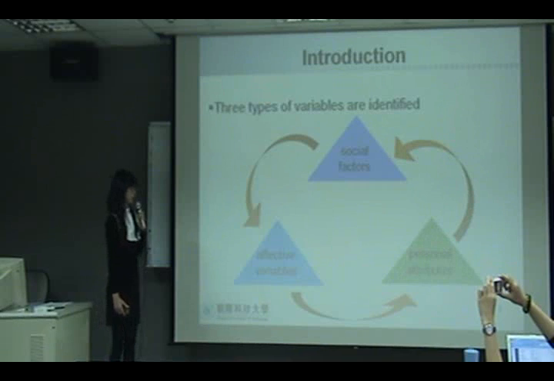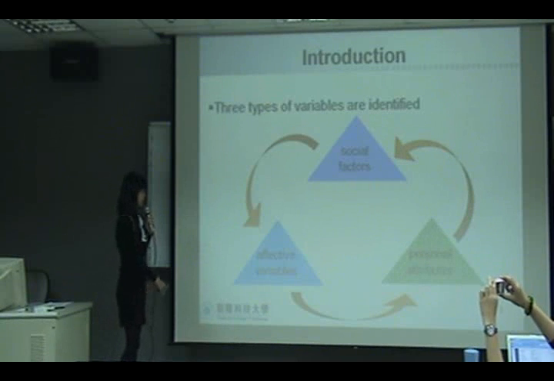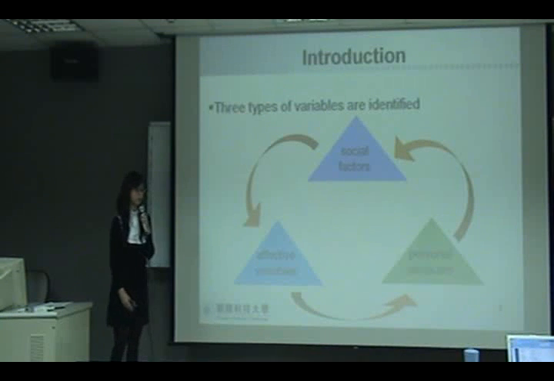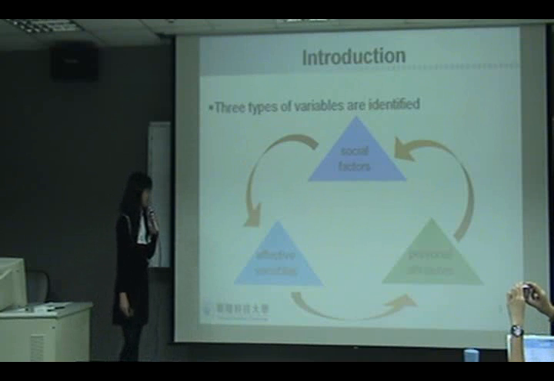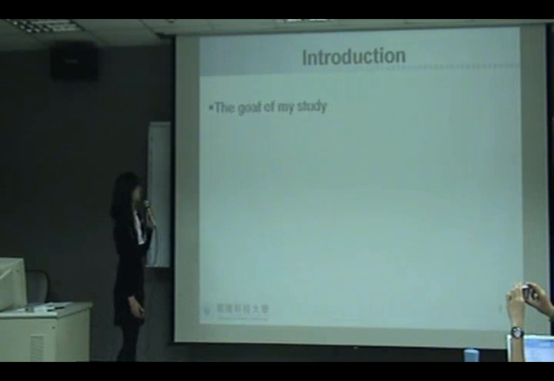The social factors include the interaction between the teachers and the students. And the affective variables include the students' motivation and the students' anxiety. And finally, the last one, the personal attributes include the students' learning styles and their gender.